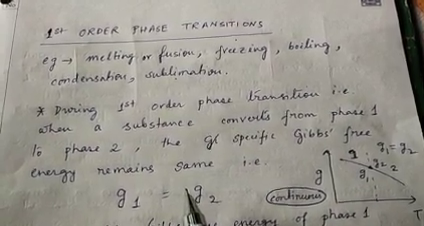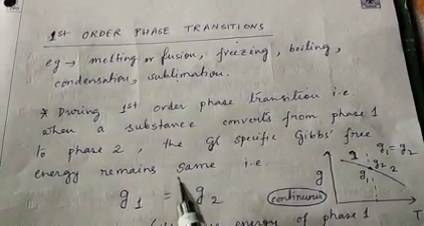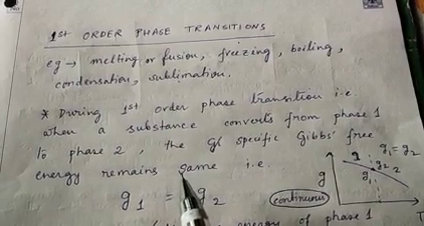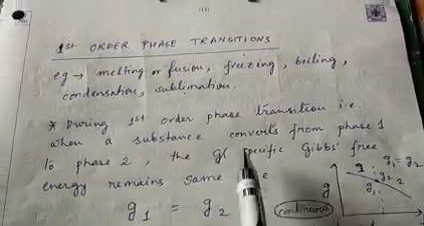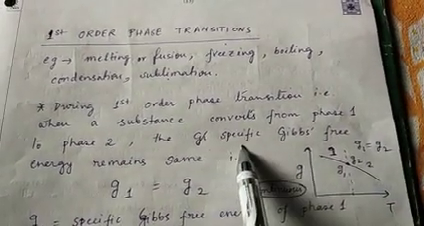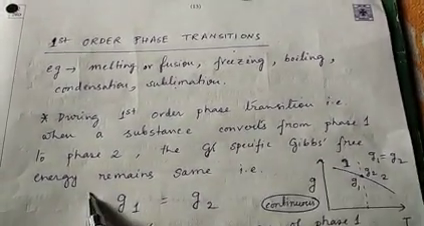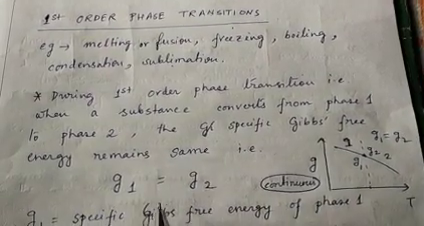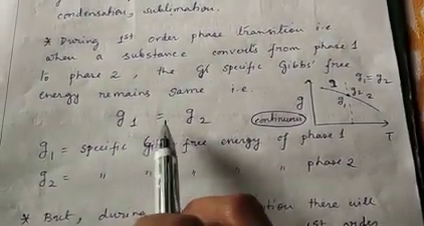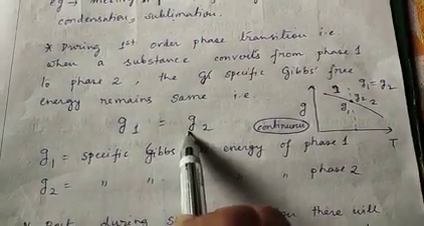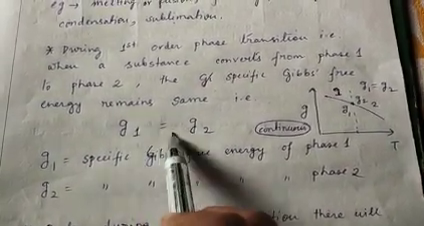So during first order phase transition, if both the phases are coexisting in equilibrium and temperature and pressure are constant, then what happens is that the specific Gibbs free energy remains the same. That is, if the specific Gibbs energy of phase 1 is G1 and specific Gibbs free energy of phase 2 is G2, then G1 is equal to G2.